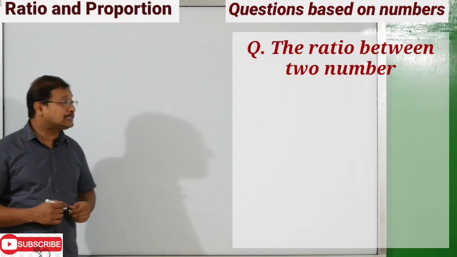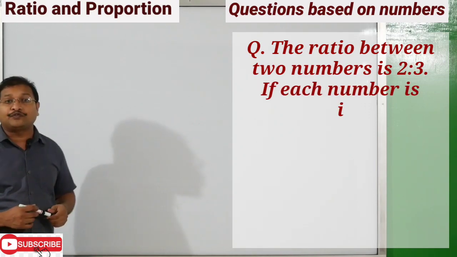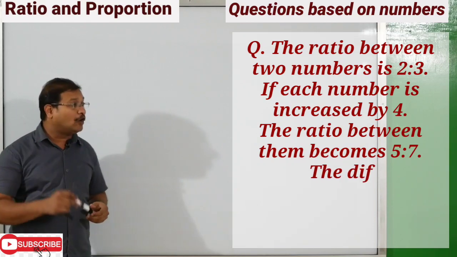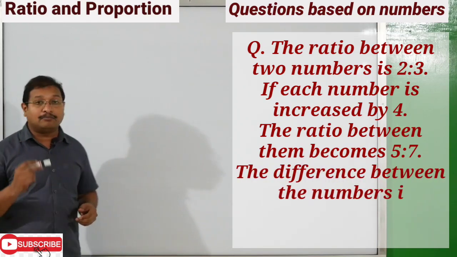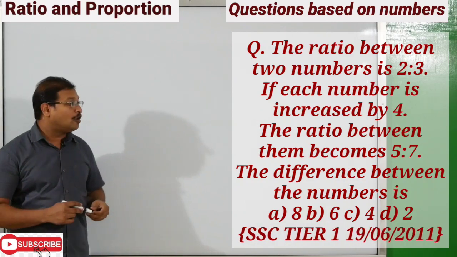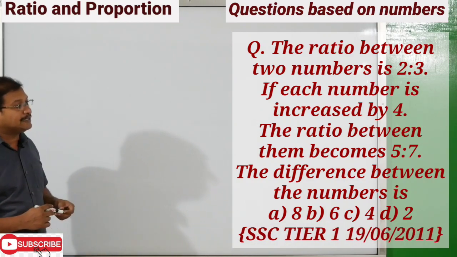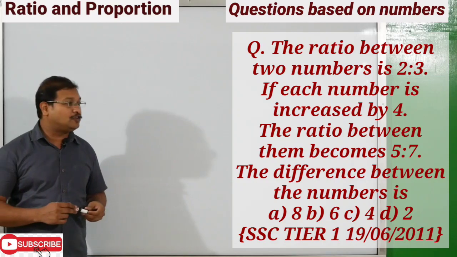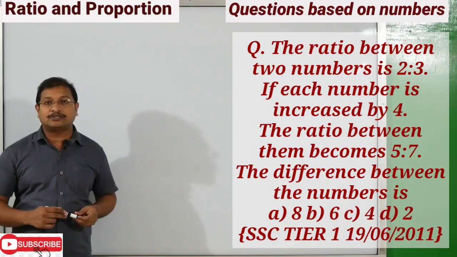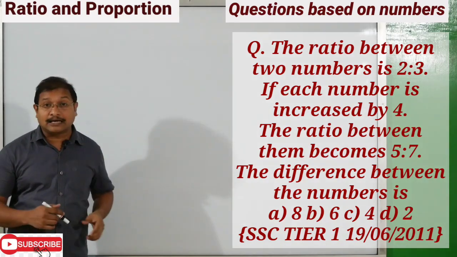I'll read the question once. The ratio between two numbers is 2:3. If each number is increased by 4, the ratio between them becomes 5:7. The difference between the numbers is option A 8, B 6, C 4, D 2. Of course, it came in SSC Tier 1, 19/6/2011. Let's start the answer now.